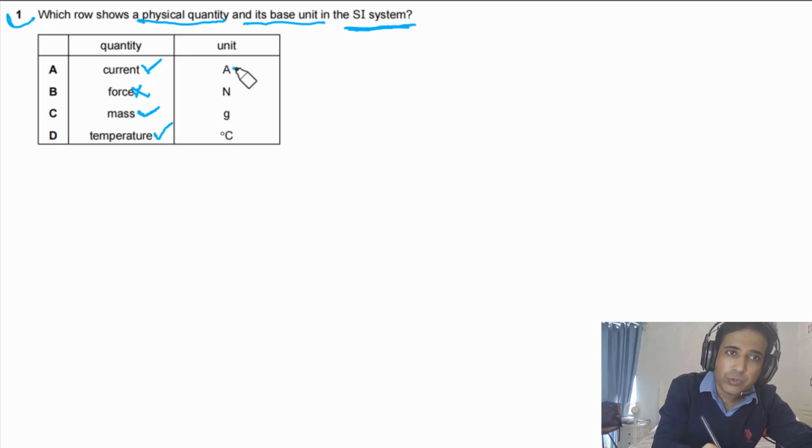Now if you look at the units, the unit of current is ampere and ampere is also an SI base unit. Newton is not an SI base unit. Gram is also not an SI base unit. Degree Celsius is also not an SI base unit. So the answer for this question has to be A.